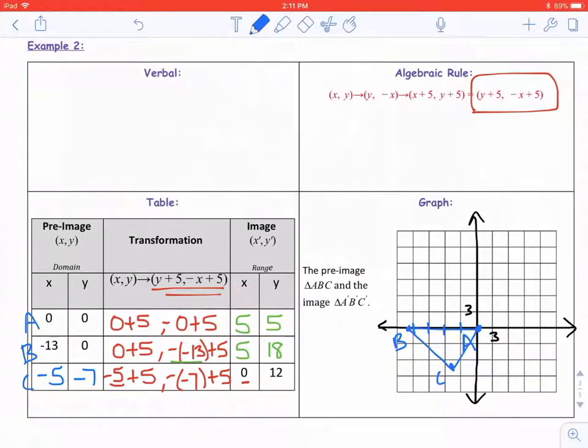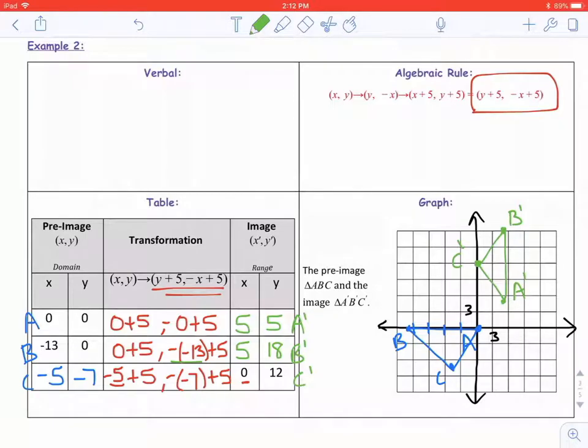Connect the dots, and then let's graph the image in green. So we have 5, 5 would be 1 and then 2/3 of a box, and then up 1 and 2/3 of a box is our A prime. It's always good to label our points. And then B prime is at 5, 18. So 5 and then up 6 boxes would be B prime. And then C prime is at 0, 12. So that's just up 4 boxes for C prime.